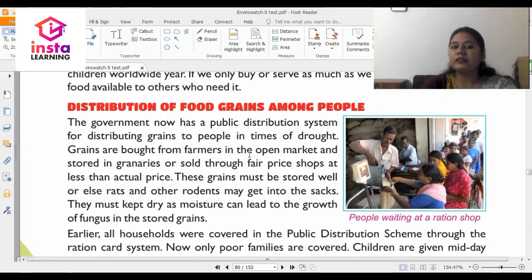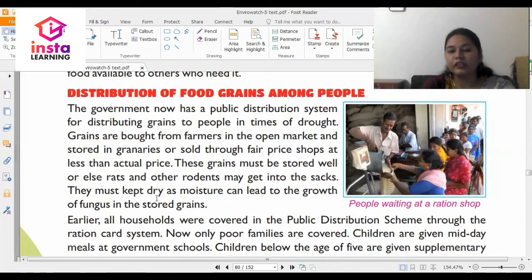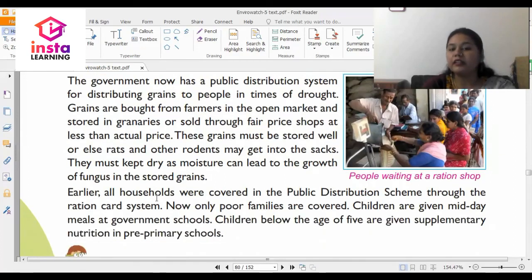Distribution of food grains among people. The government now has the public distribution system. It is also called PDS, for distributing grains to people in times of drought. Grains are bought from farmers in the open market and stored in granaries or sold through fair price shops at less than the actual price. These grains must be stored well, of course, otherwise the rats or rodents can eat them and the entire grain can be spoiled.